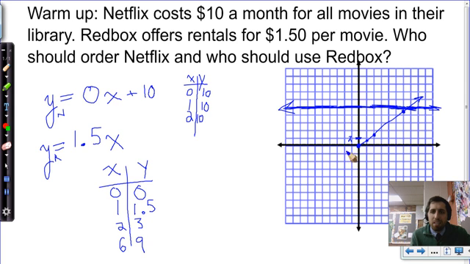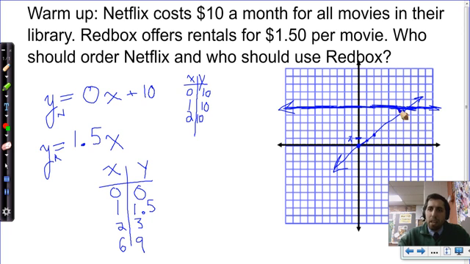Now, why is this useful? Why would we ever talk about two equations at the same time? And I'll be honest with you, it does have a lot of applications, specifically if you're thinking about business decisions. Do we watch enough movies to warrant ordering Netflix, or should we do Redbox? And hopefully you can see that if our y-axis is the total cost, then we want to be as low as possible. We want to have a low total cost each month.